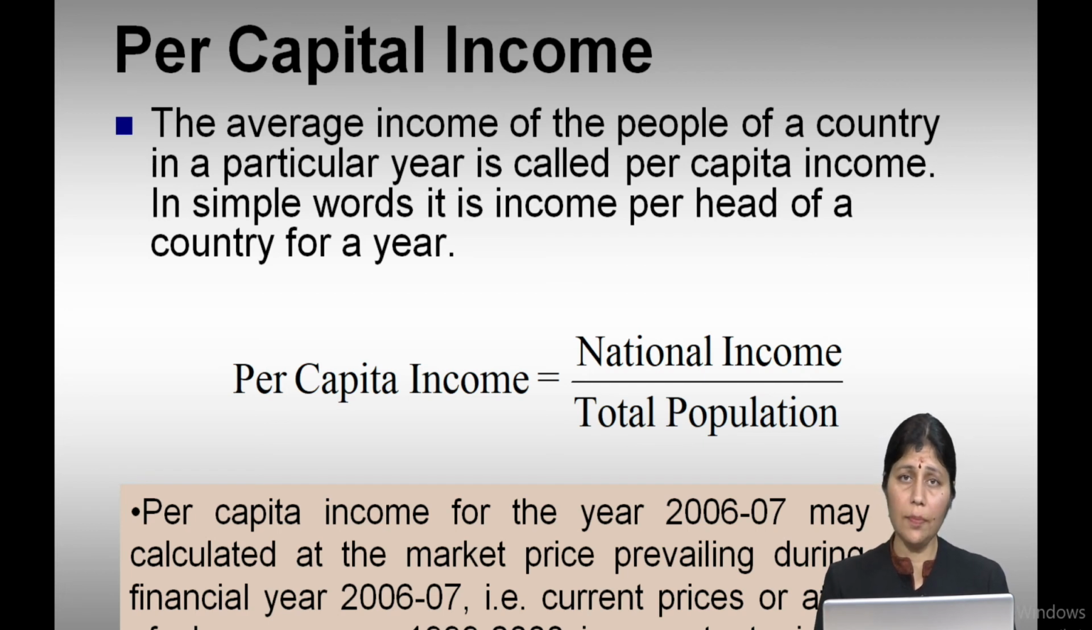Now, this is the concept of per capita income, and another concept is purchasing power parity. So, both are related terms. When you have a good per capita income, of course, you will have more purchasing power in your pocket. So, per capita income for the year 2006-07 may be calculated at the market price prevailing during the financial year 2006-07. This is one of the examples I have taken as current price and base price.